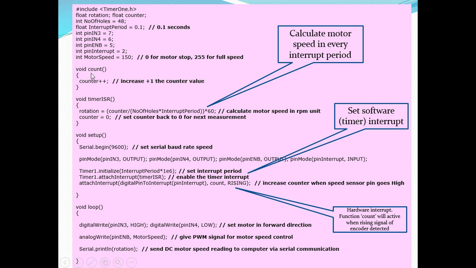Okay, now we go to the void count. Just a declaration of the function, counter plus plus. Void time ISR, again, this is a function. Rotation equals counter divided by number of holes, multiplied by interrupt period, times 60. This comes from the formula that we learned in the previous slide. And then counter equals 0. This is just to reset the counter again.